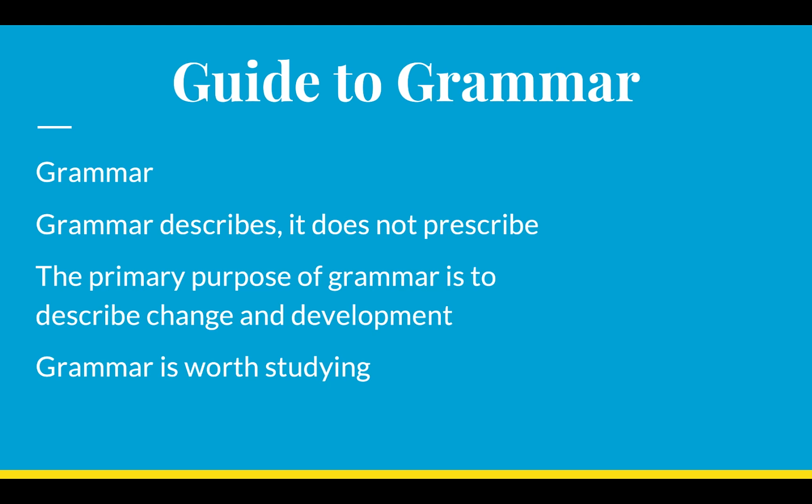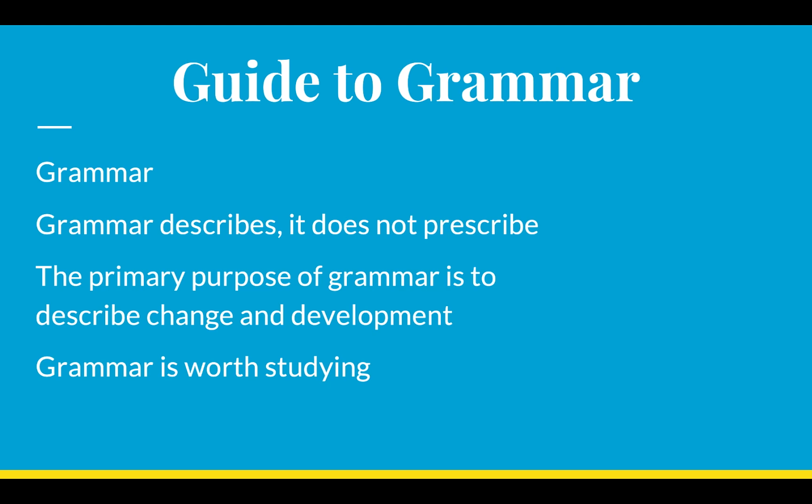But what the chapter is trying to argue is that when you have a better understanding of grammar rules, you'll be empowered to use that information to make your writing less laborious and annoying. So first off, grammar describes, it does not prescribe. So it's not about telling you what not to do. It's really about understanding how our language works. And we'll talk about how it changes as well, right? So the primary purpose of grammar is to describe change and development.